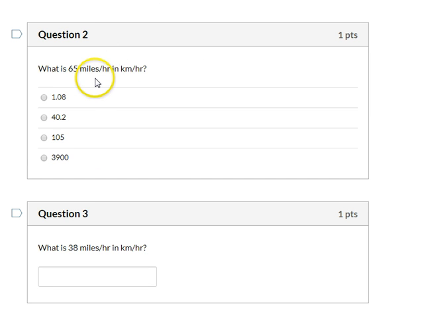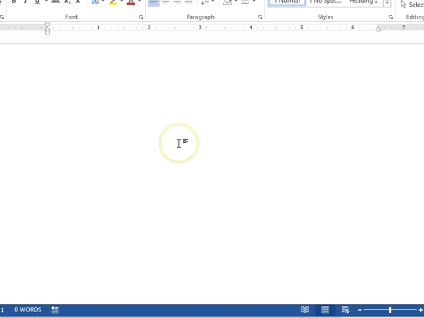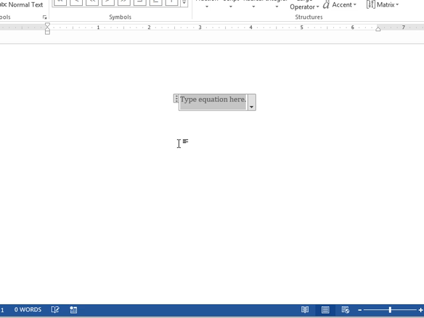What is 65 miles per hour in kilometers per hour? I'm going to pull up a Word document because I type much better than I draw. All right. Let's get into math mode. Okay, 65 miles per hour. Okay, so we need to convert miles to kilometers because we want to go to kilometers per hour.